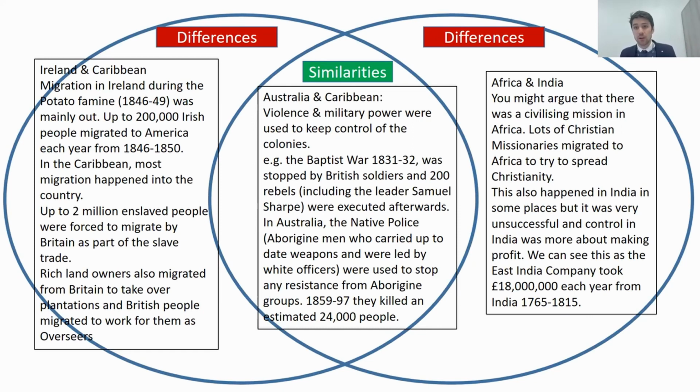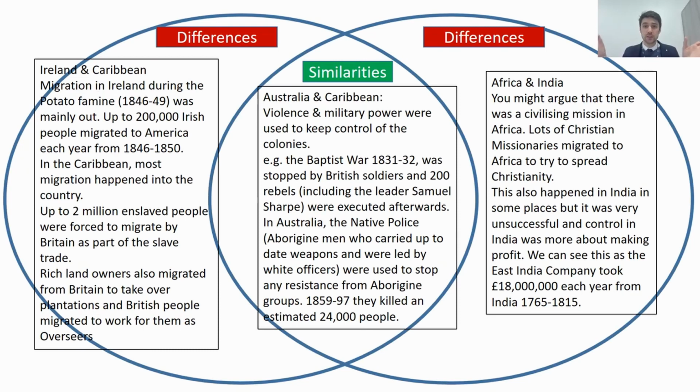I've done the same with Africa and India, that time talking about the civilizing mission, although maybe you could argue there isn't really one in either. And then finally, I've spoken about similarities. And here I use the example of Australia and the Caribbean, and violence and military power in both of those colonies. So these are here for an example. You certainly could use these to help you, but in short, what I need you to do with your Venn diagram, year 8, you're not going to focus on violence in the civilizing mission.